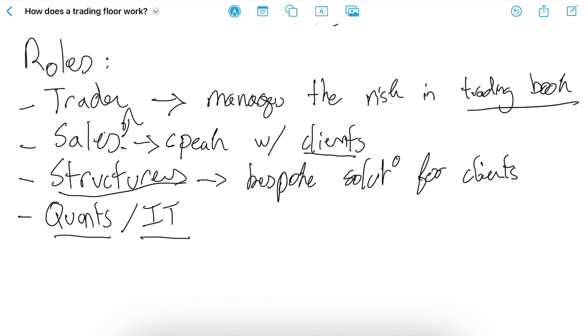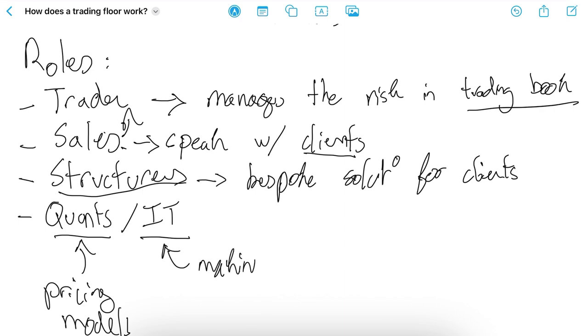Finally, you have quants and IT. So the quants will work on the pricing models, in order to have the right models to price the products that the structurers create or that we sell to the clients. Finally, you have IT that is in charge of making the tools that traders and sales and structurers use.